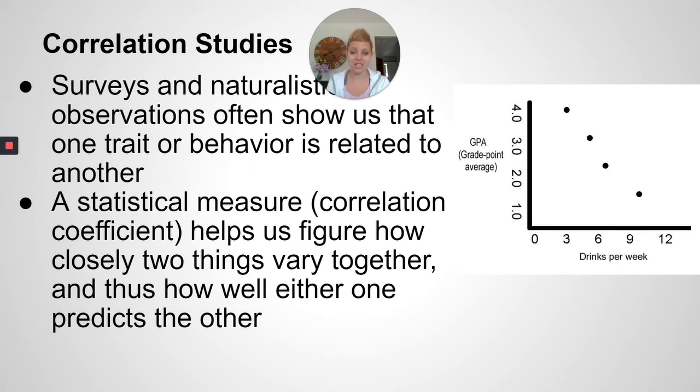Does it mean that all these people who have really high GPAs aren't consuming any alcohol? No. There could be another variable that is involved in all of this. All I can see is that the two things correlate. So this is known as a statistical measurement, and that is a correlation, or what's known as a correlation coefficient.